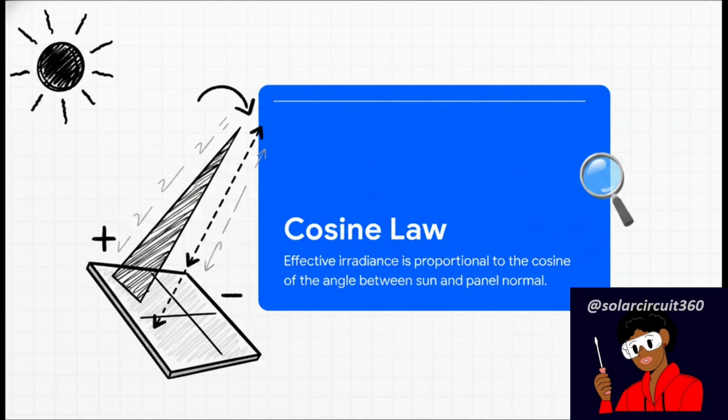Now, let's look at the hard physics behind how panels actually collect light. See, solar panels do not collect sunlight equally from all angles. No way. They're governed by a physical rule called the cosine law. To put it simply, effective irradiance, which is the actual usable power hitting your panel, is proportional to the cosine of the angle between those incoming sun rays and the panel's normal or perpendicular line. Basically, energy transfer is at its absolute maximum only when sunlight hits that panel perfectly straight on. As that angle widens, the power drops.